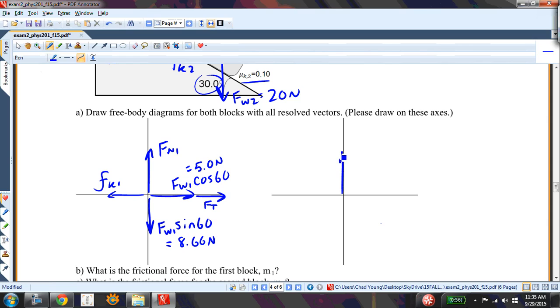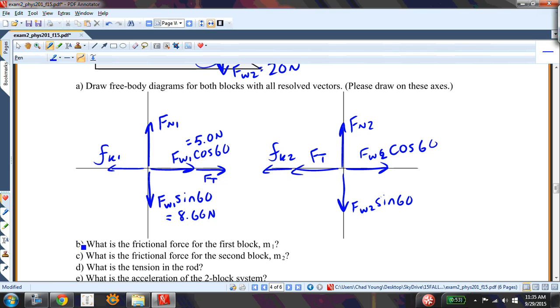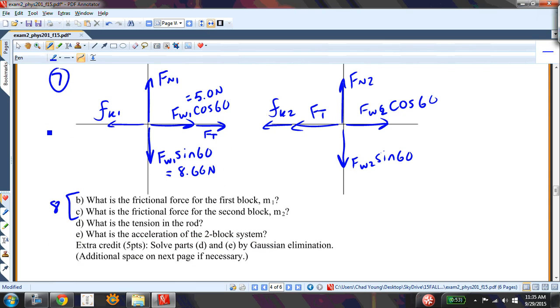Now in the next one, I have Fn2, I have Fw2 sine of 60, Fw2 cosine of 60, and then over here I have Fk2 and Ft. Okay, now I want to know what is the frictional force on block M1 and block M2. For these, I counted these as 8 points combined. For this one, I counted this as 7 points to get the free body diagrams correct.